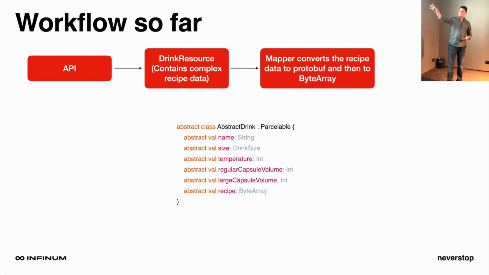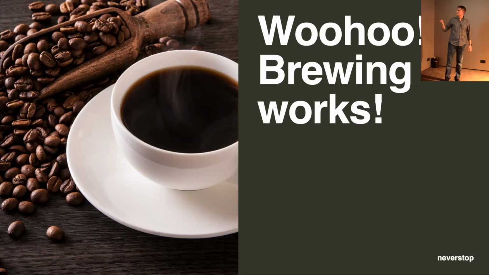And this is generally my workflow, how I did it. So API, drink resource, so data object, converted with a mapper to byte array. And the rest of the drink, name, size, that's simple. So I did it faster. OK, so brewing works, and everything seems perfect. But, and there's a big but.